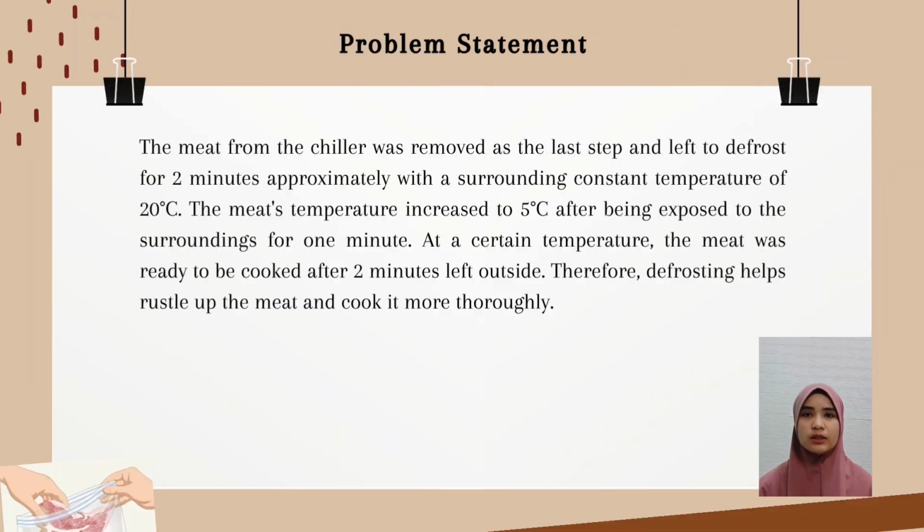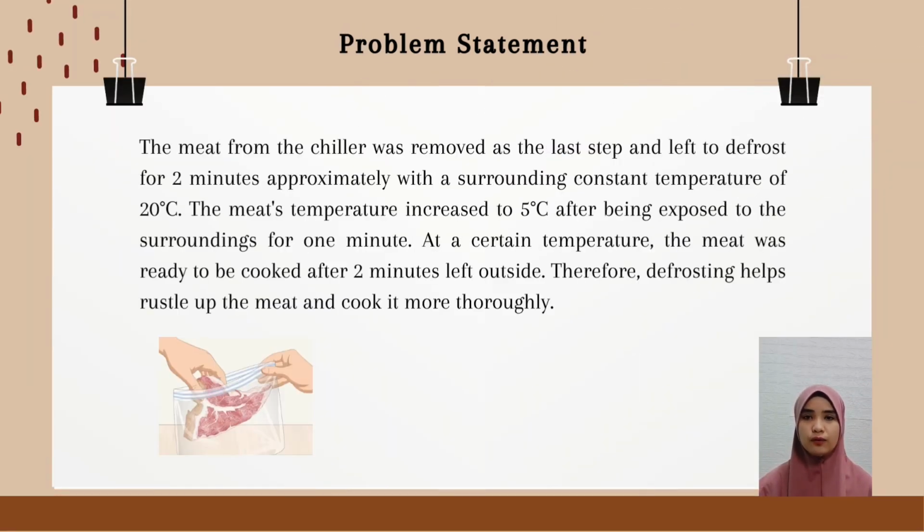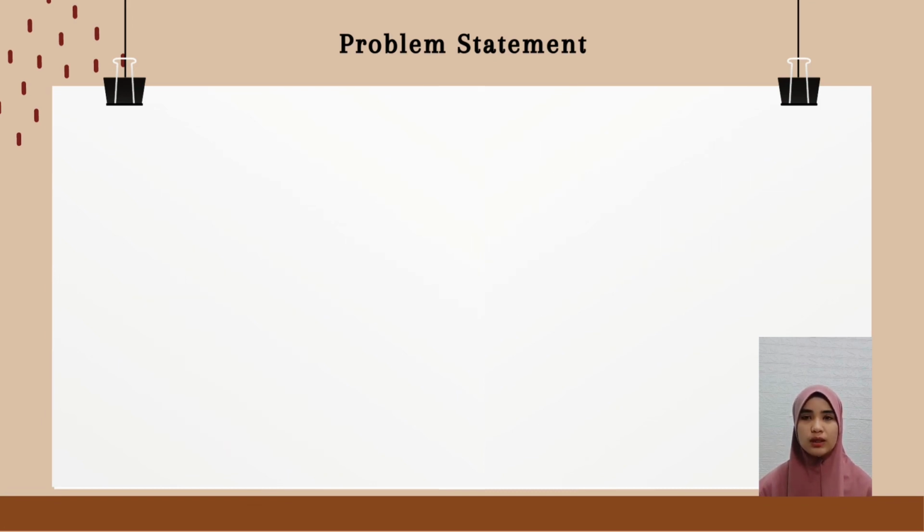The meat from the chiller was removed as the last step and left to defrost for approximately 2 minutes at a constant surrounding temperature of 20 degrees Celsius. The meat's temperature increased to 5 degrees Celsius after being exposed to the surroundings for 1 minute. At a certain temperature, the meat was ready to be cooked after 2 minutes left outside. Therefore, defrosting helps the meat cook more thoroughly.